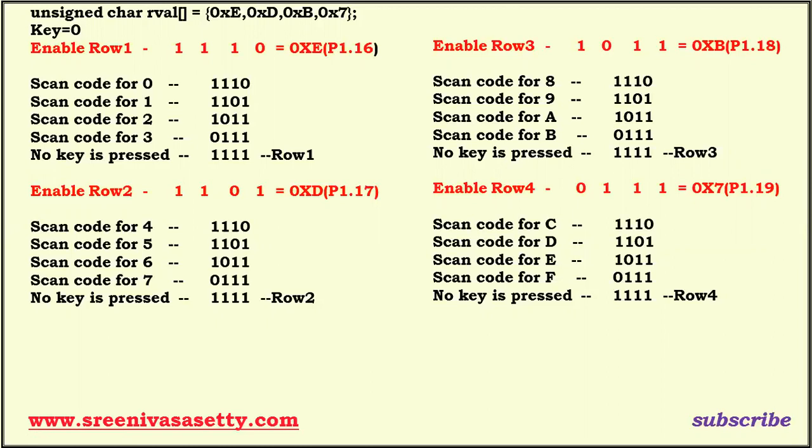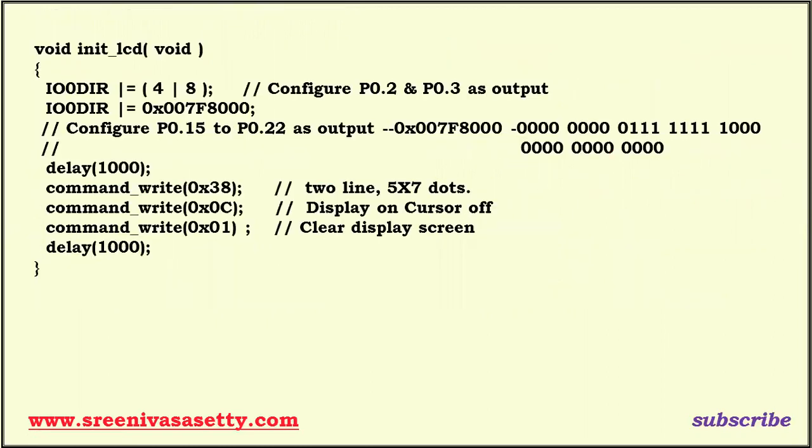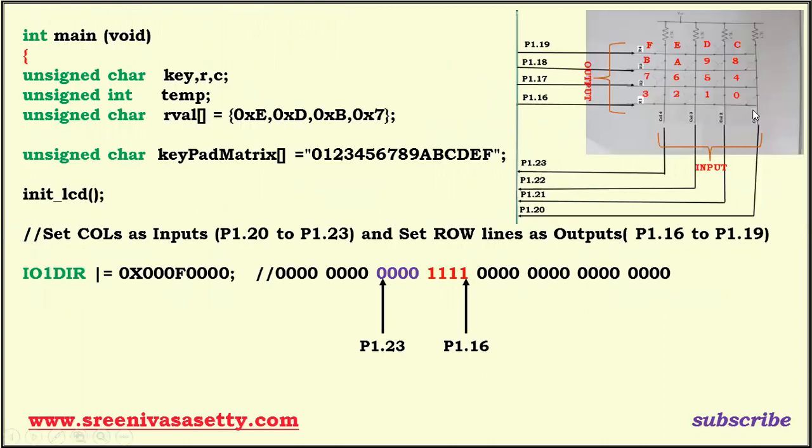That's a raw code, machine code. Okay, now in this case, here we can just see the circuit. The scan code for 0, scan code for 4, scan code for 8, scan code for C remains the same. There is no change in the scan code. Okay, just we can see here.